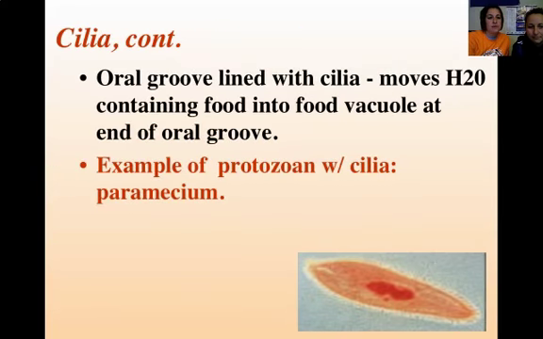The way that these protozoans with cilia get their food is from these oral grooves that are lined with cilia. So here in this white section of this protozoan, there is an oral groove. What happens is it brings in water that contains food into a food vacuole, which is at the bottom of that oral groove, in order to collect it. An example of a protozoan with cilia is Paramecium.